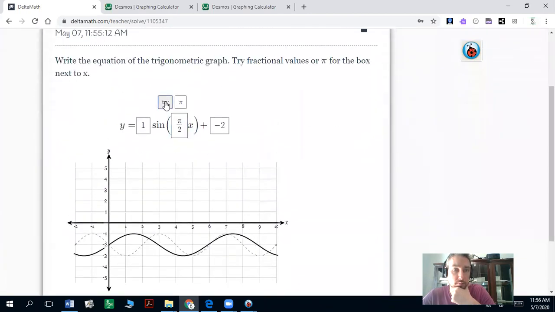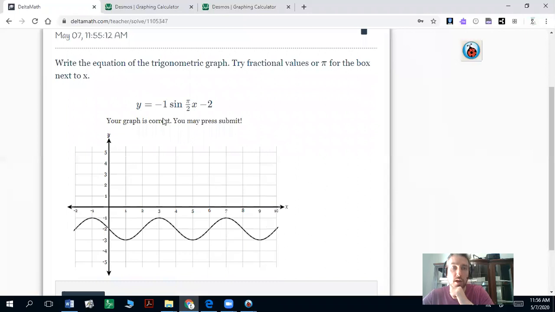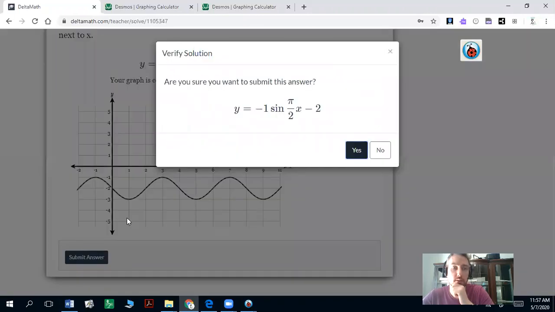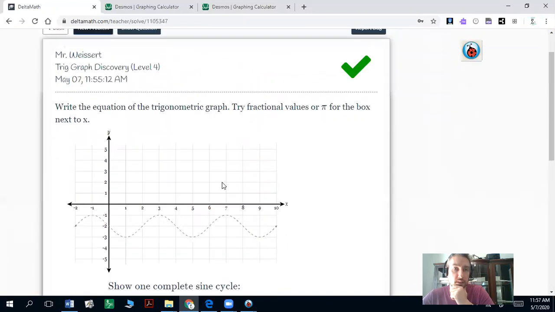Let's try it. And I'm not done yet. So what happened? Well, if you notice, it starts at the midline and it's going down instead of up. So it's going to be reflected. That means you need a negative out front. All right, now we're good. Let's do 1 or 2 more of these, and then you'll see the level 4 worked out.